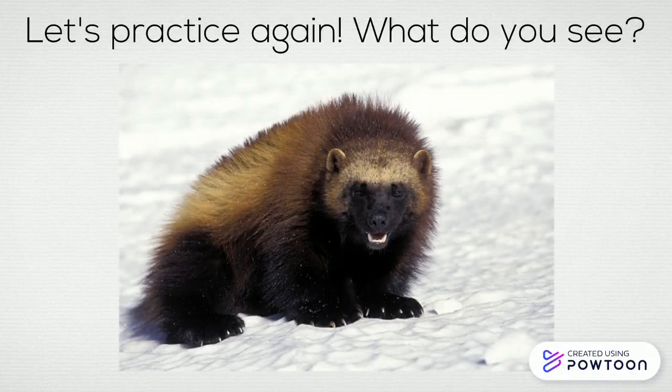Let's practice again. What do you see? I see an animal. It has brown fur. It has white teeth. I see 2 ears. I see some paws that look like they have claws. And I see snow around the animal.